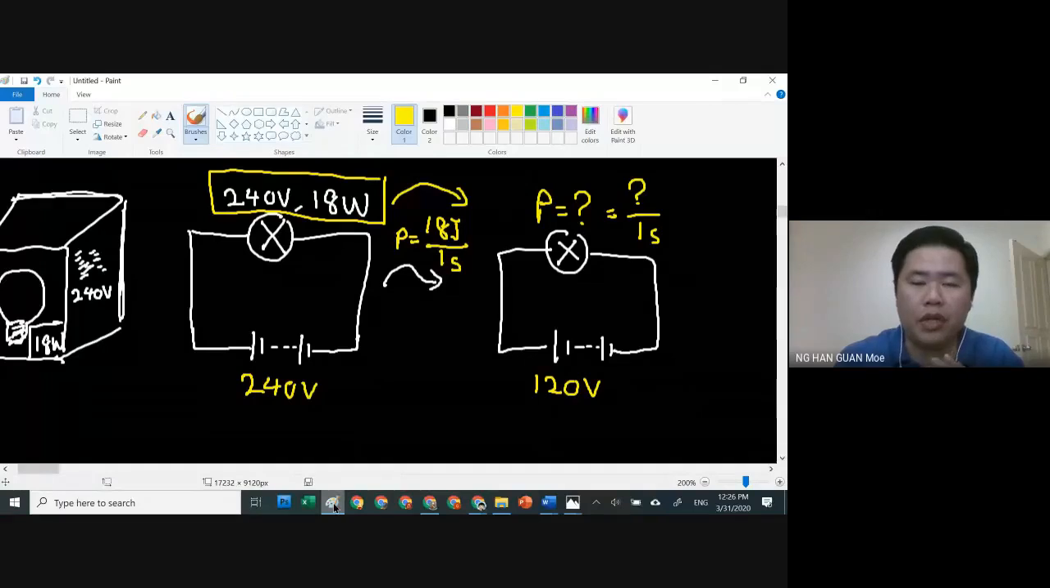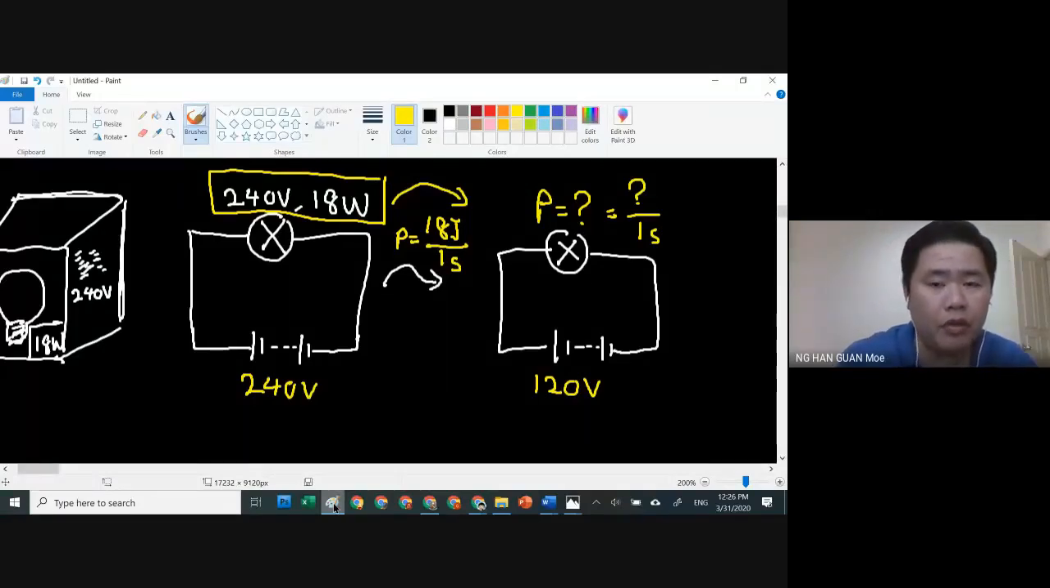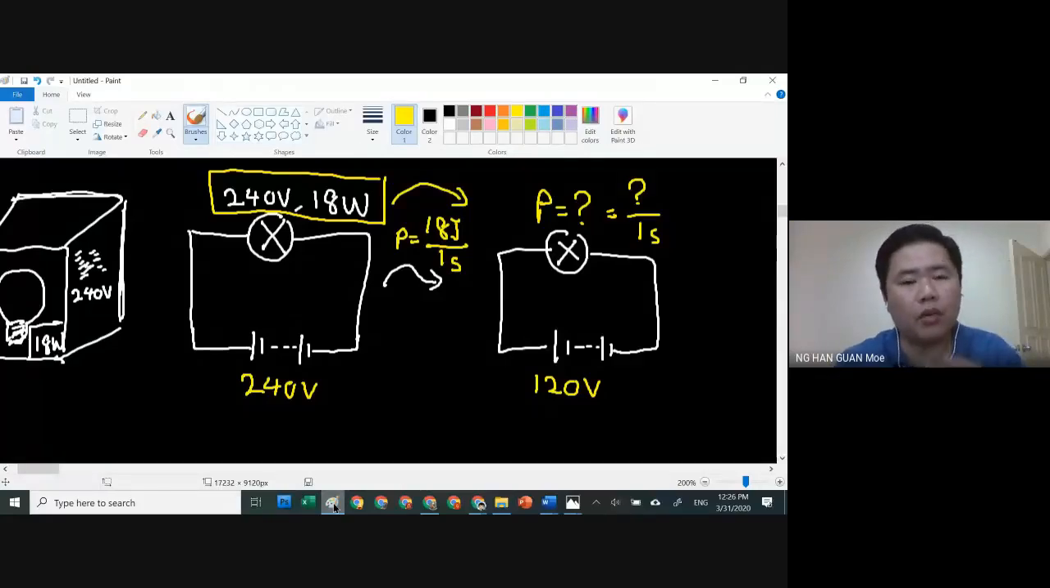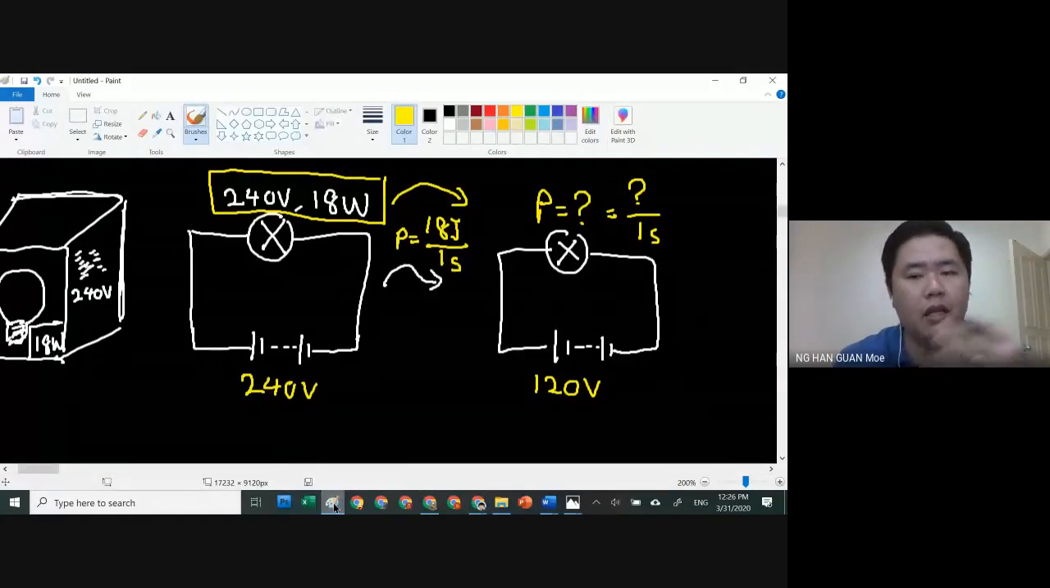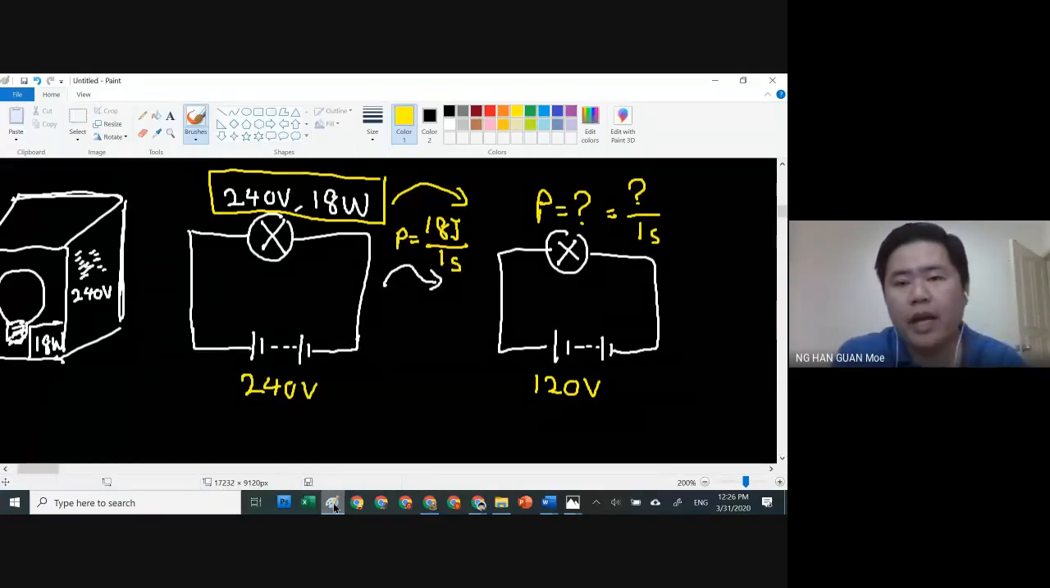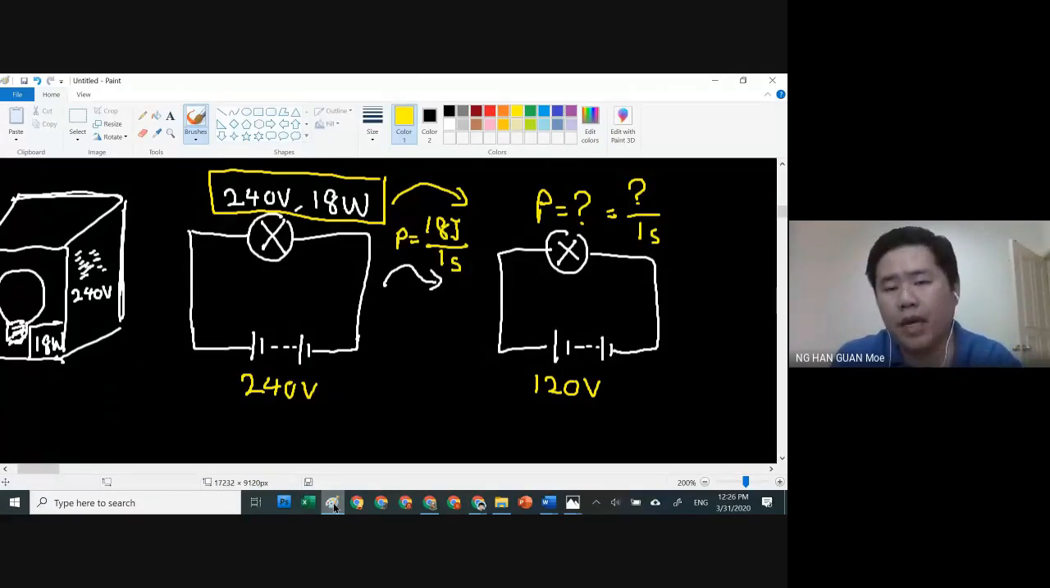But when you use the old battery, it has less energy, so the voltage supply will be less. You will notice the brightness of the bulb is actually reducing, right? It's less compared to a new battery. So the energy consumed every 1 second will be reduced, because the voltage supply is less than the original one.